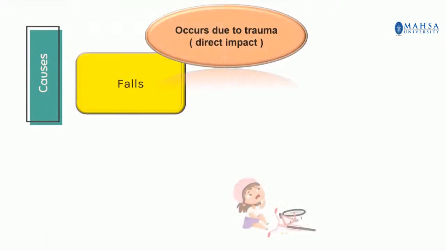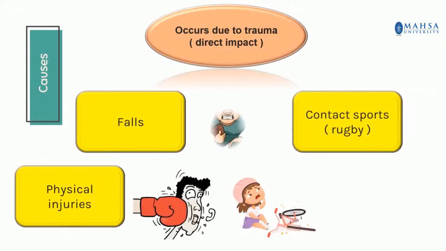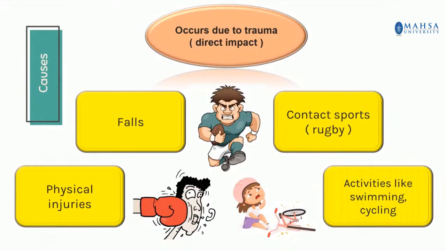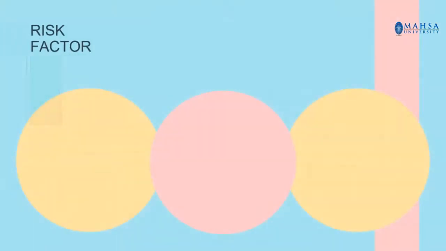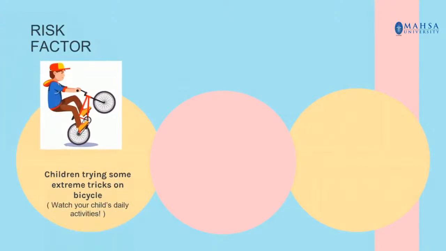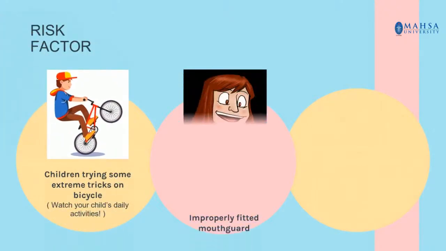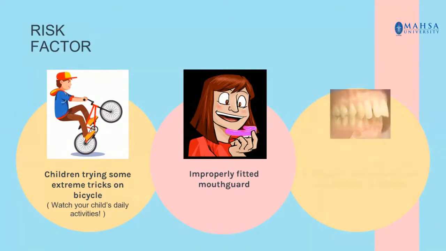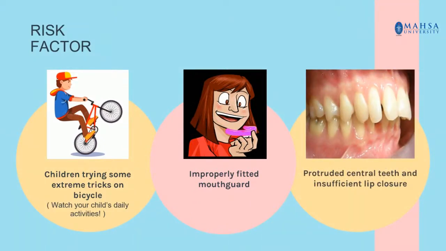The cause of tooth avulsion is trauma, such as falls, physical injuries, contact sports, and activities like swimming and cycling. The risk factors are children trying some extreme tricks on a bicycle, an improperly fitted mouthguard, protruded central teeth, and insufficient lip closure.